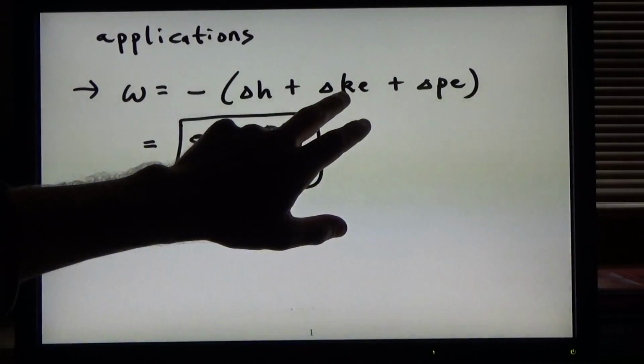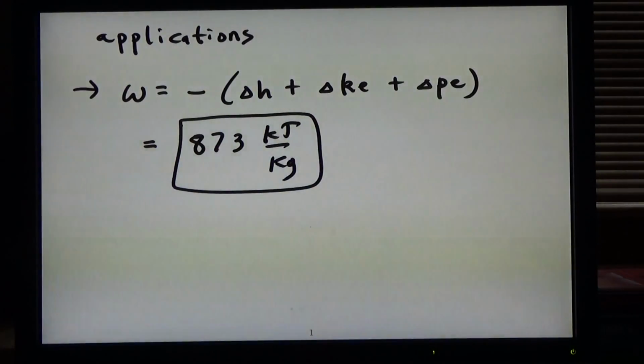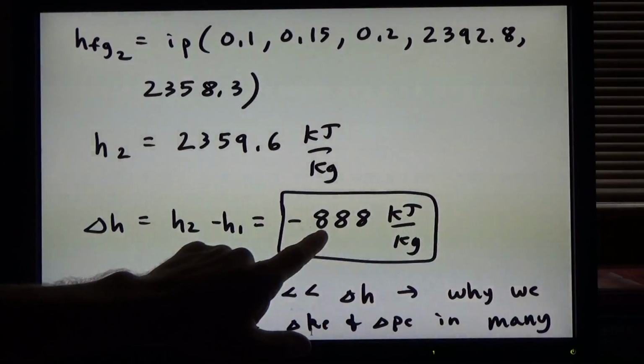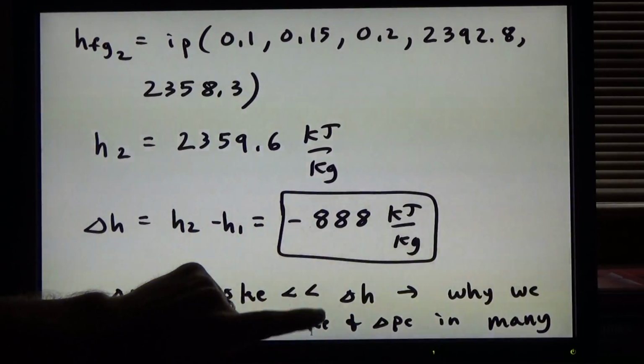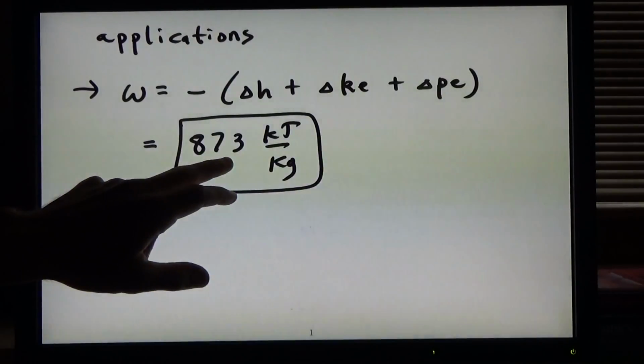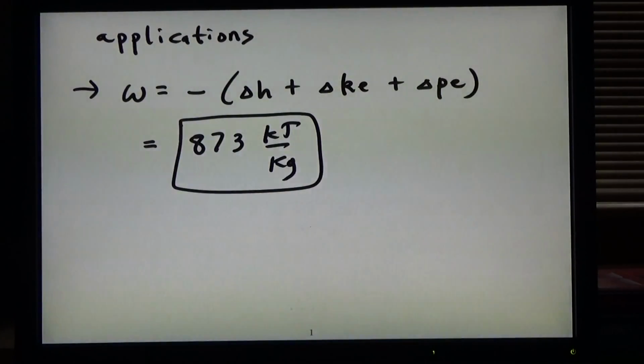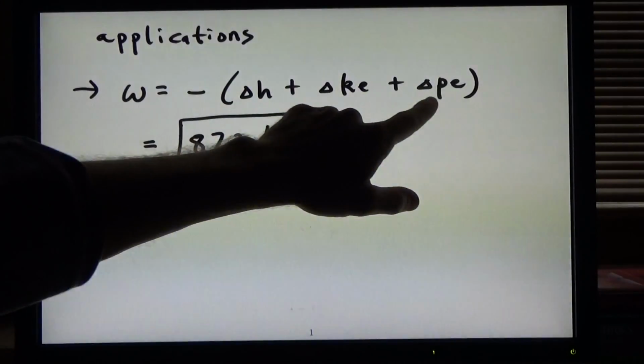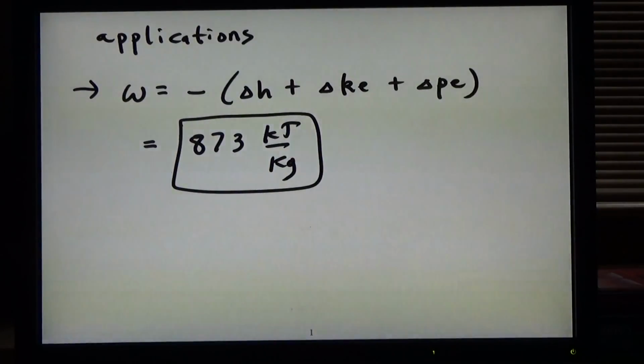If we had neglected kinetic energy and potential energy, we would have found that the work per unit mass was just equal to negative delta H, and we would have got negative times negative, so we would have got positive 888. So by neglecting kinetic energy and potential energy, our answer basically went from 873 to 888. That's why we can neglect kinetic energy and potential energy in most applications, because we're just trying to get a really good estimate, not trying to be super precise most of the time.